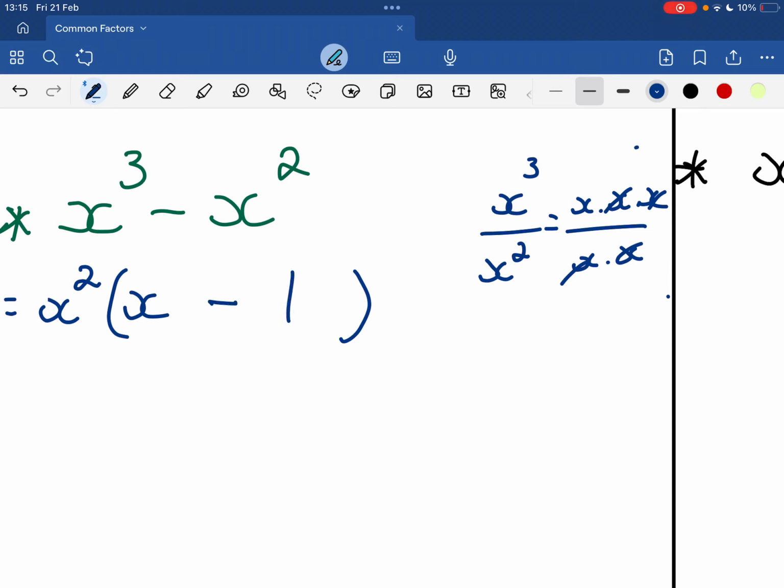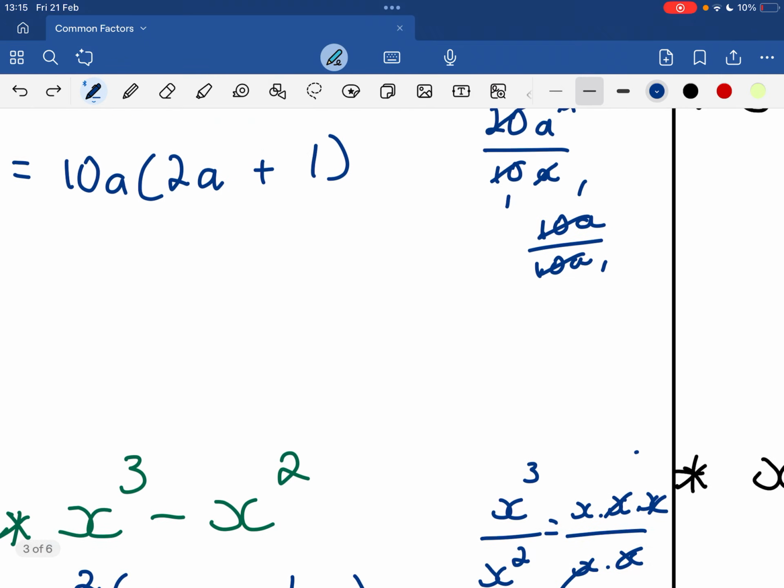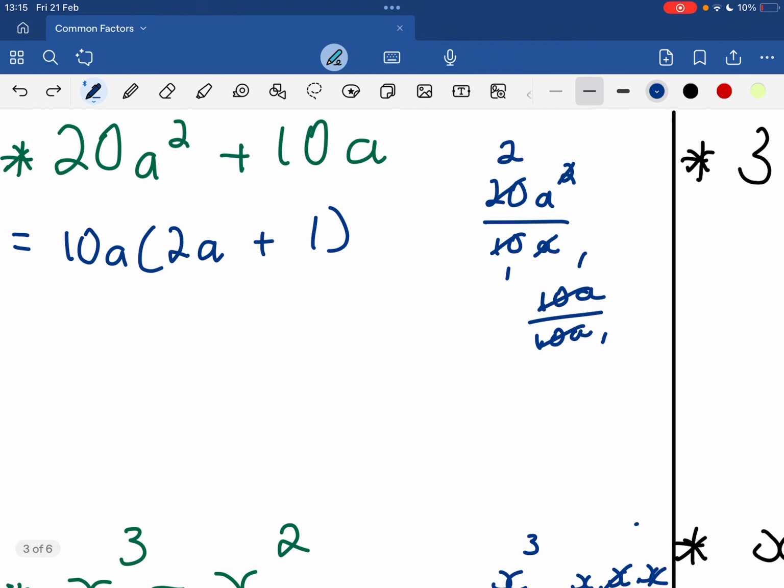So whenever you see a question like this, the common factor for a variable should always be the one with the lowest exponent that we can see in the question. In this question, the lowest exponent for x was x squared. And that said, when it comes to numbers, always take the highest common factor.